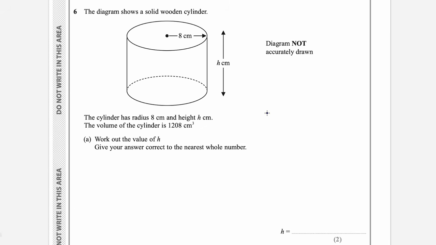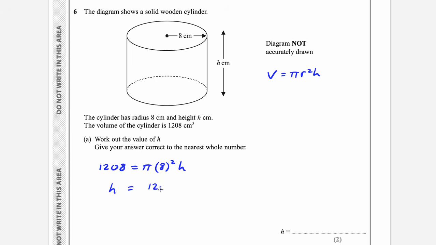Okay, question 6. Cylinder, radius 8, height h, volume is this. Work out the value of h. Okay, volume of a cylinder, guys, is pi r squared h. We know the volume. It is 1208. We know pi. We know the radius, 8 squared. We don't know the height. So all we have to do is divide by this. So I'll just swap it over here, guys.